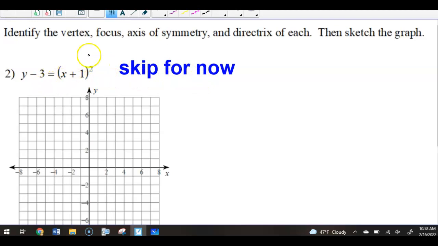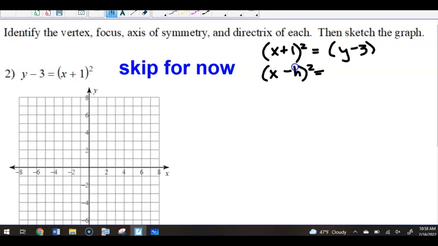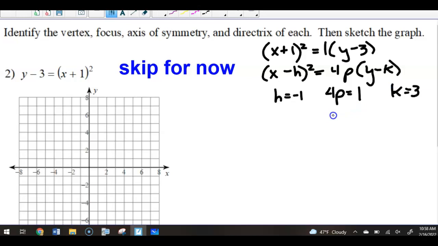Okay, so we would have written this as x plus 1 squared equals y minus 3, which is an x minus h squared equals 4p y minus k. So we'd have h is negative 1. 4p is equal to 1 up here, and here k is equal to 3. So the value of p is 1/4 or 0.25.